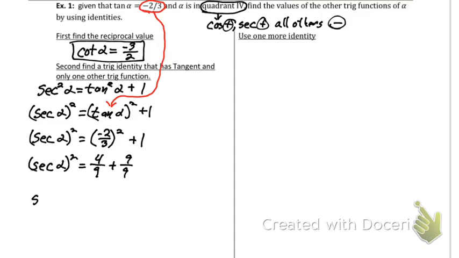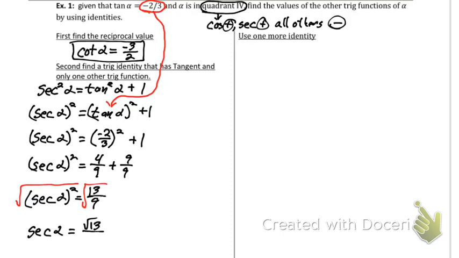All right, so continuing on, we have secant alpha squared equals 13 over 9. We would just take the square root of both sides. And so we are going to have secant alpha equals the square root of 13 over the square root of 9, which is 3. And it's either plus or minus. You look back up here. Secant needs to be positive, so this is going to be positive.